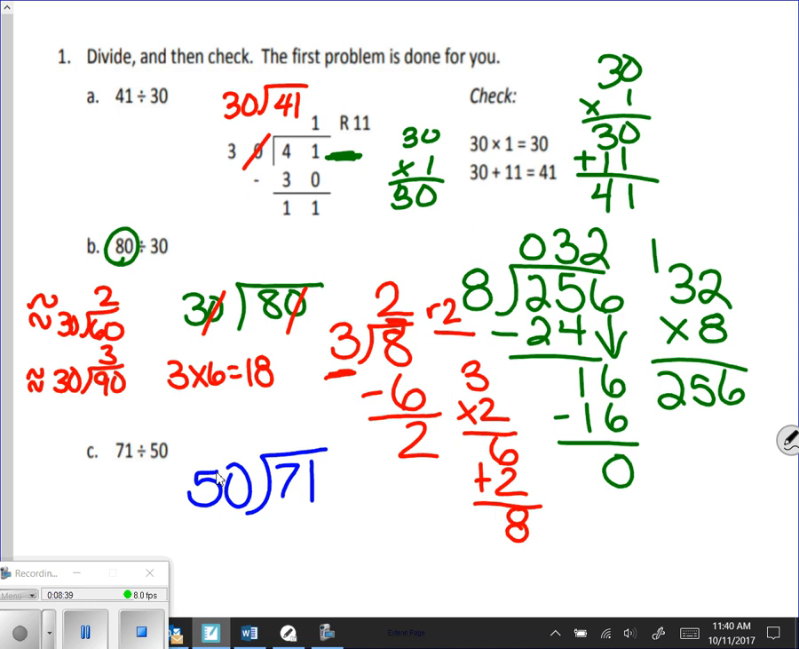If I put it here, then that means that 50 goes into the 7. Over the 1. It doesn't go here. It goes there. 50 can't go into 7, but 50 can go into 71. 1 times 50, 50. Number placement is very important, especially when we start getting into decimals.